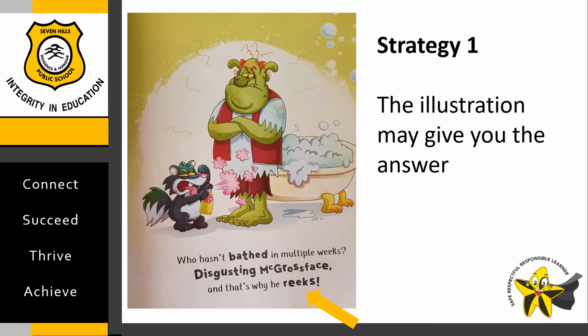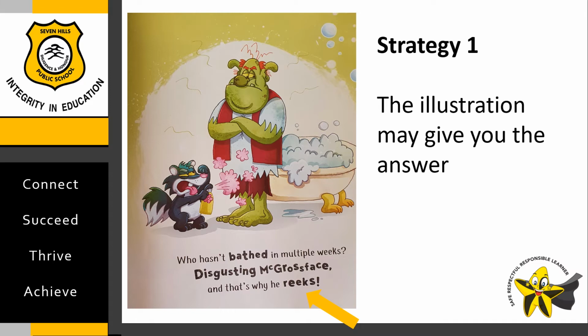So if I look at that picture and I look at what's happening in that picture, I think that if I make a suggestion, I use my think aloud, I think that the author is trying to tell us that he smells. So another meaning for reeks is smells.